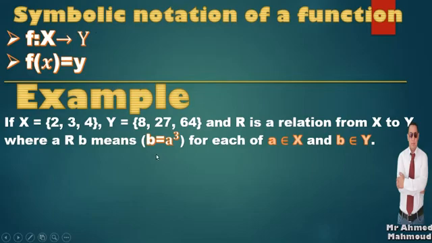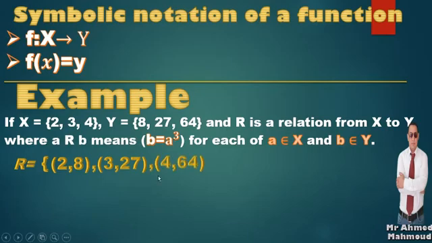Now to solve this one, I need to write r by using this rule, b equal a to the power of 3. If a equal 2, then 2 power of 3 equals 8. Then r has the element 2 and 8, and if a equal 3, then 3 power of 3 equal 27. Then the second element is 3 and 27, and if a equal 4, then 4 power of 3 equal 64. Then the third element here is 4 and 64.